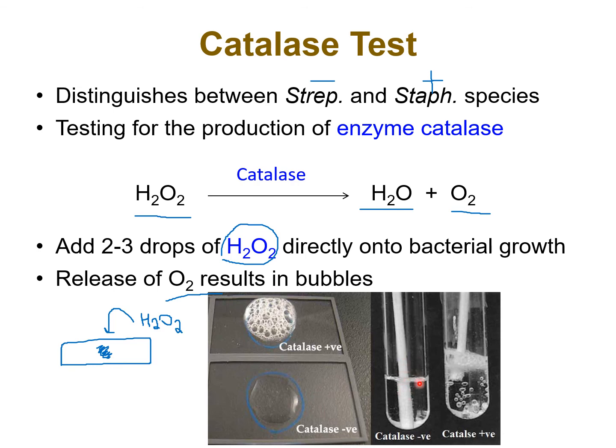Or, as I said, you could do it in a test tube: just put some bacteria in here, add some hydrogen peroxide, and again, if it bubbles, catalase positive; no bubbles, catalase negative. So one more time, Staphylococcus do produce the catalase enzyme, so you should expect bubbles. Streptococcus is catalase negative, so you shouldn't see any bubbles if you're testing Streptococcus.